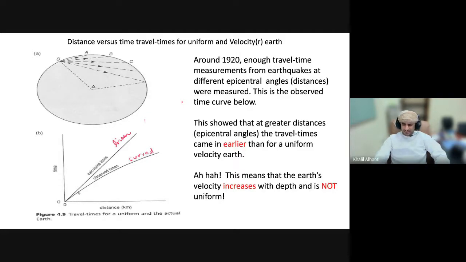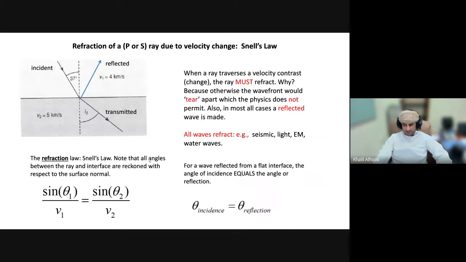So these lines are actually not straight lines. It's a curved line. We'll know soon why they are curved. Sometimes they become very straight lines, and that will be discussed in the next lecture.